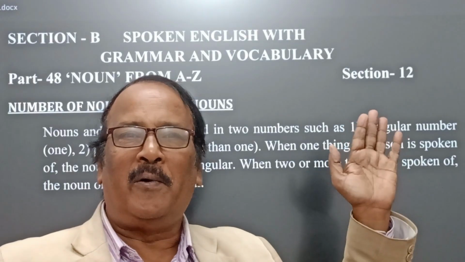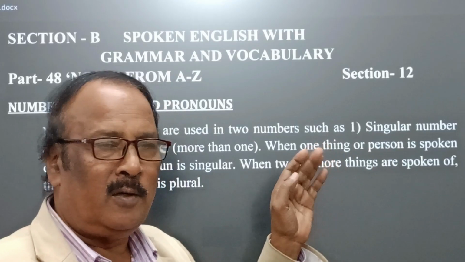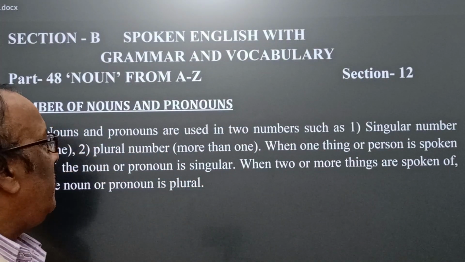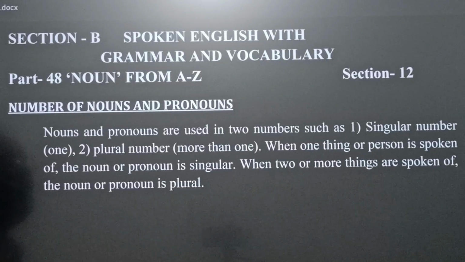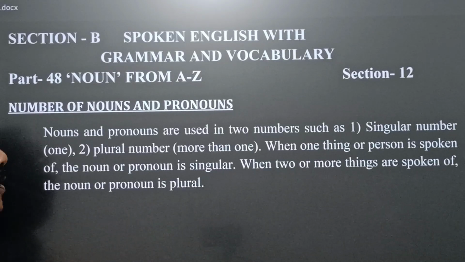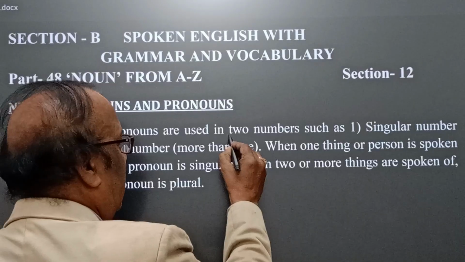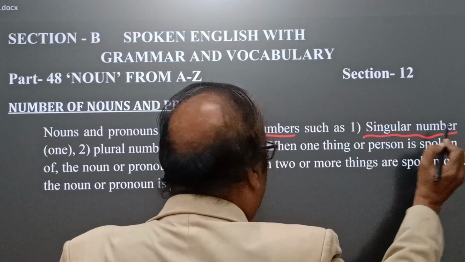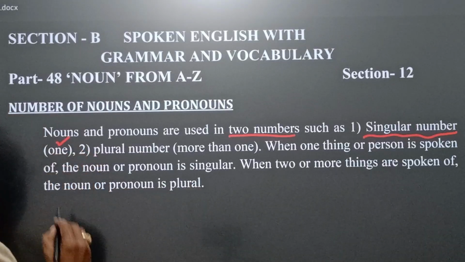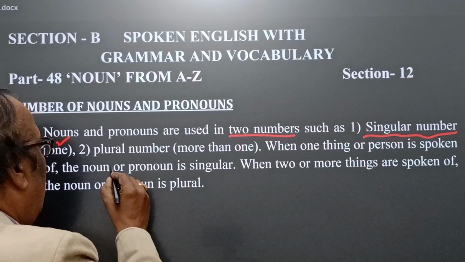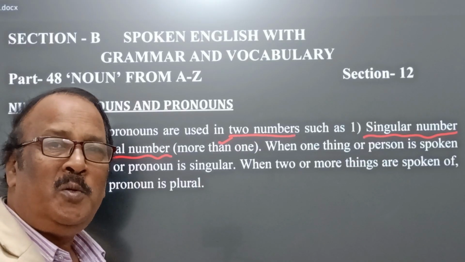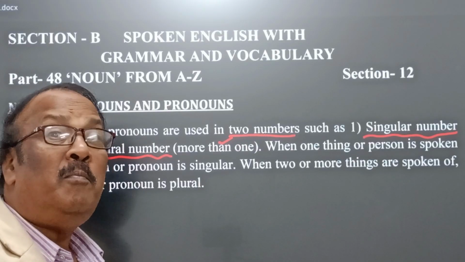Today's topic of our discussion is based on the idea in connection with the number of nouns and pronouns. Nouns and pronouns are used in two numbers, as you know, such as singular number, which means indicating one, and plural number, more than one. Countable nouns are used as singular and plural.